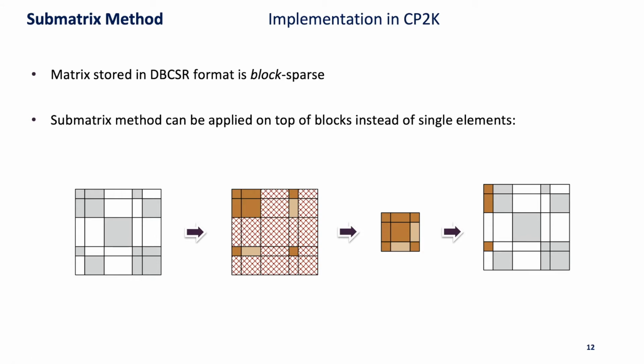Okay, now on to how we implemented this method in CP2K. There were a couple of challenges. One is that the matrix is stored in this DBCSR format and it's actually block sparse. But it turns out that we can apply this method on top of blocks instead of single elements. So this works very analogously to the first example. We look now at the first block column here, extract all the blocks into a submatrix, and the submatrix will generate the result for the first block column again.